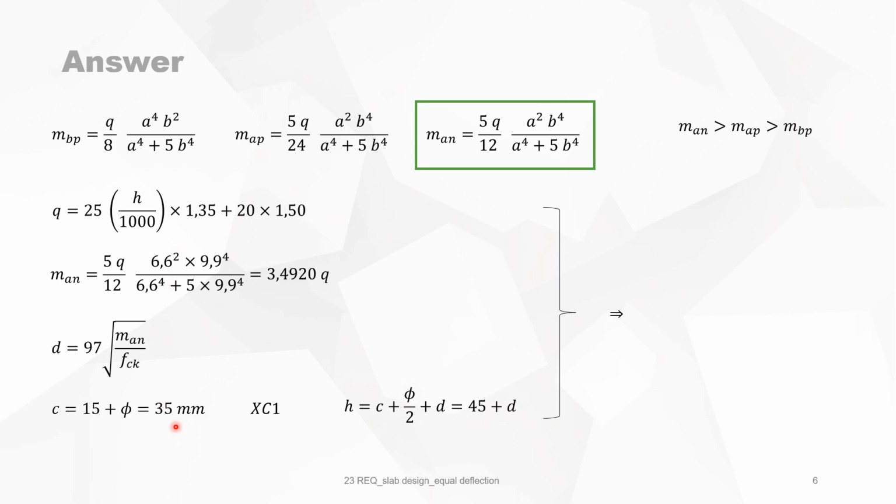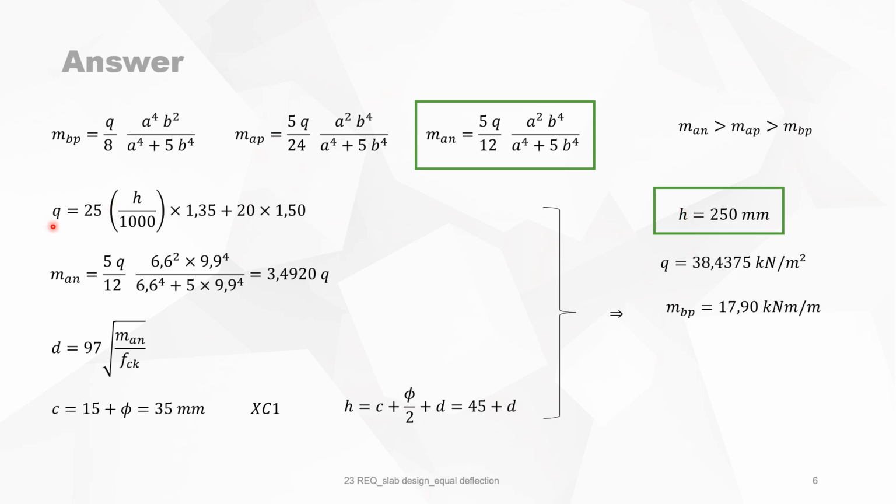Now, from those 4 equations, it's easy. In fact, H now is a function of D. D is given by this formula. MAN is given by this formula, and then you put in Q, which is this formula. So at the end, you get an equation only in terms of H. You solve this equation and you find that H is 250 millimeters. With this 250 millimeters, we can now calculate Q, which is 38.4 kilonewton per square meter.